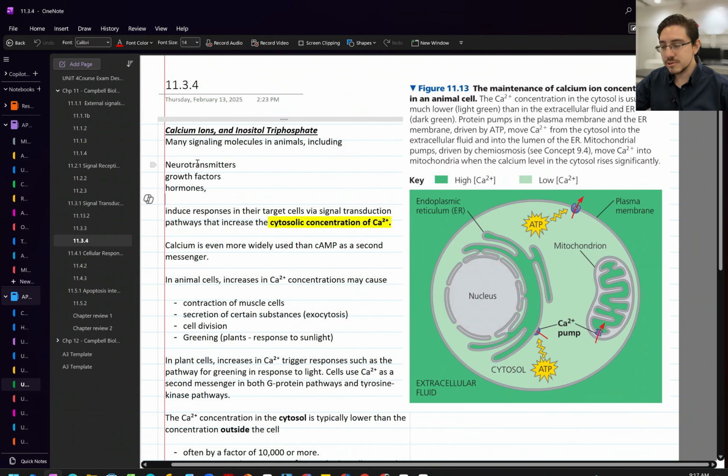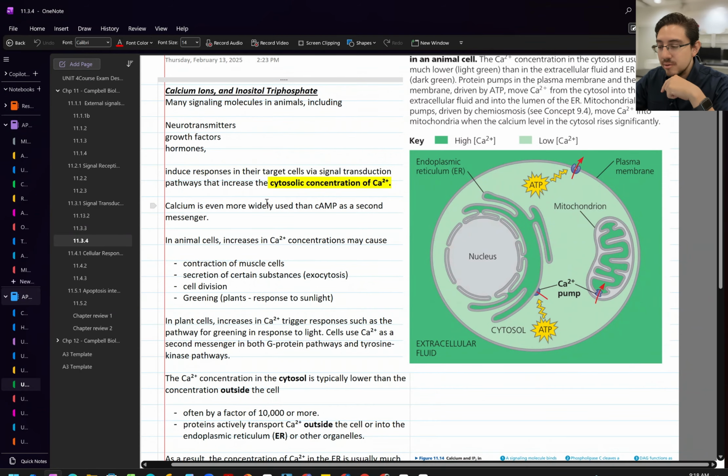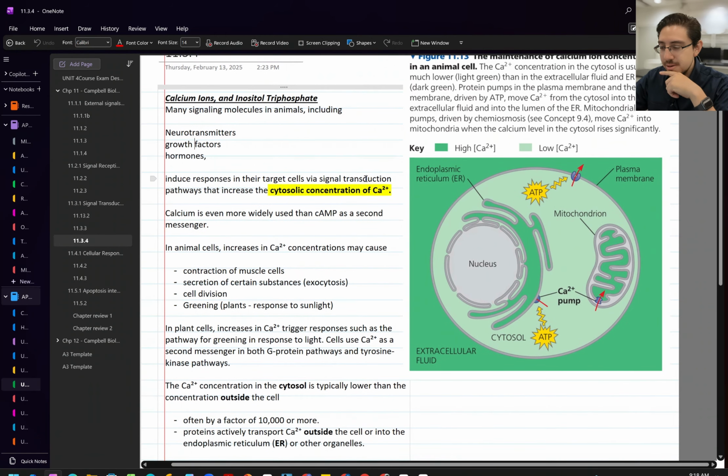And to induce responses in their target cells via transduction pathways that increase cytosolic concentration of calcium. So this signaling will induce a concentration increase or some regulation of calcium concentration. So what happens? In this case, this idea of concentration is very important. Calcium is even more widely used than cyclic AMP as a second messenger.